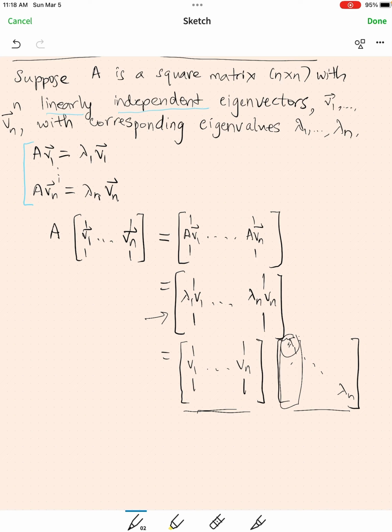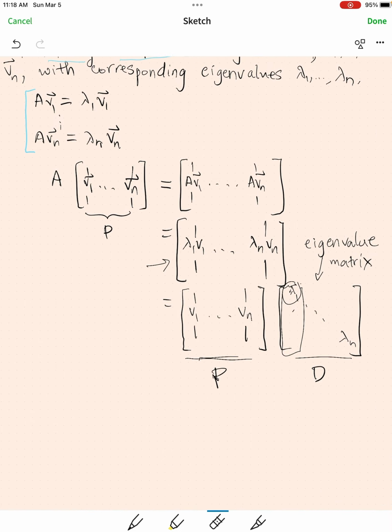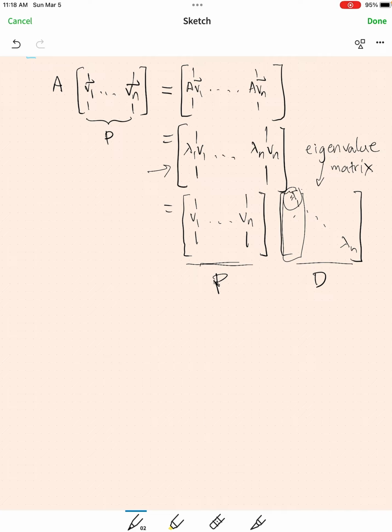So this matrix, those lambda i's, those are my eigenvalues. Eigenvalue matrix. And let's call that D. And let's call this matrix P. P is an invertible matrix. So we've written A times P, right? We've written A times P is equal to P times D.